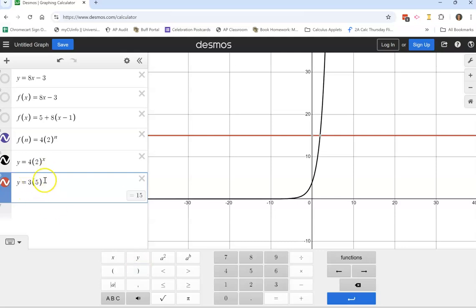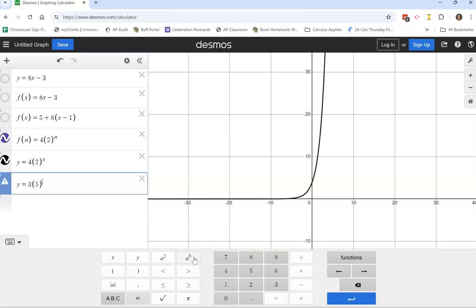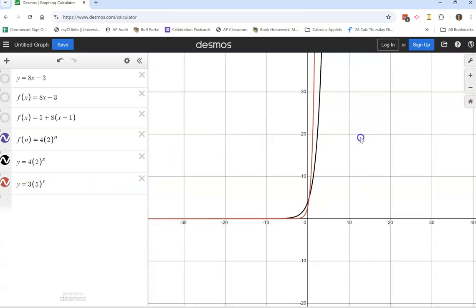Now if I need an exponent, and it's not the exponent 2, I'm going to select this right here where it says a to the power of b. That's just going to cause me to have an exponent there. I can make it x. All right, so these graphs are not the same. I could see this graph starts at 3 and has a growth factor or common ratio of 1/5.